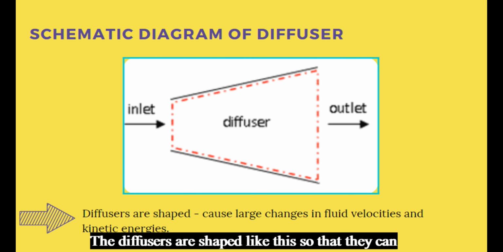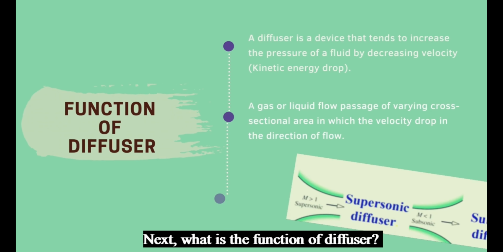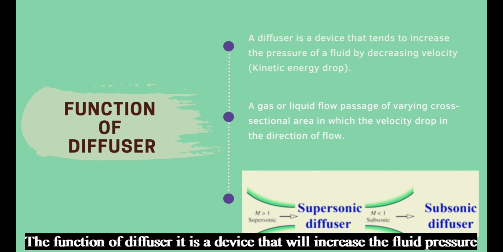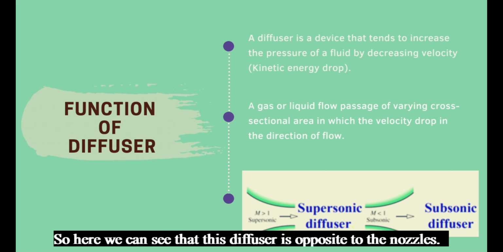Diffusers are shaped like this so that they can cause large changes in the fluid velocities and the kinetic energies. Next, what is the function of a diffuser? A diffuser is a device that increases the fluid pressure by decreasing the velocity, meaning by decreasing the kinetic energy. So here we can see that this diffuser is the opposite of a nozzle.